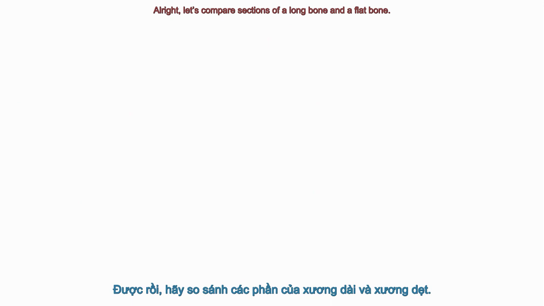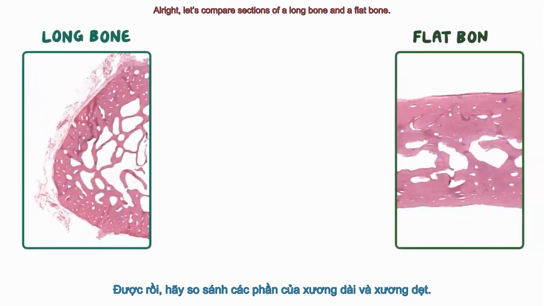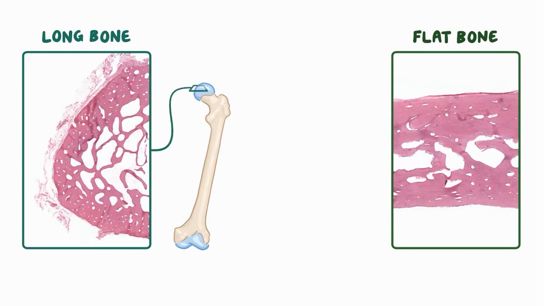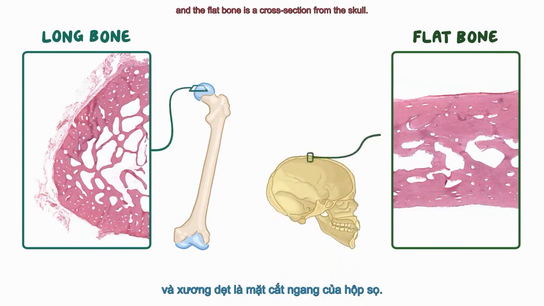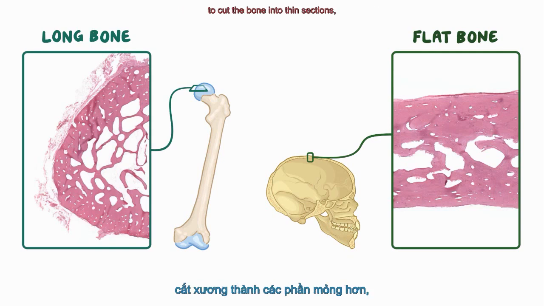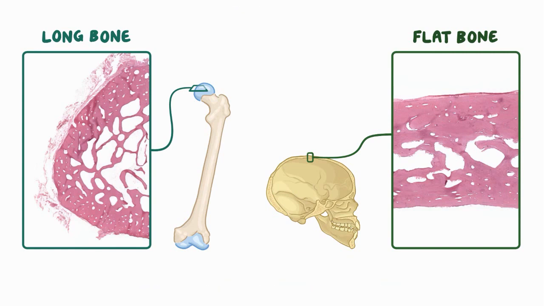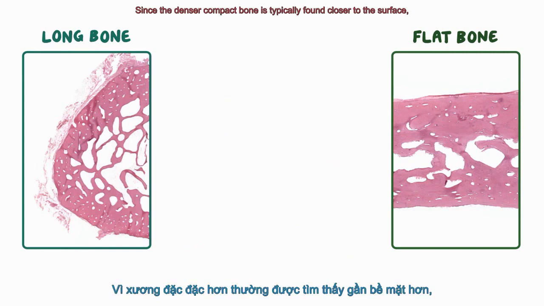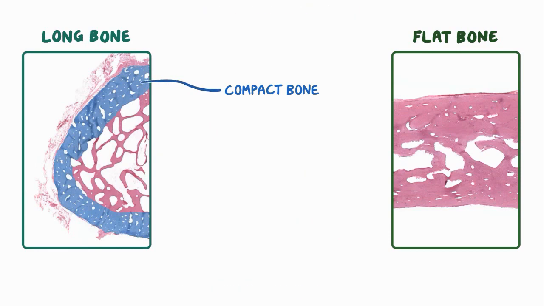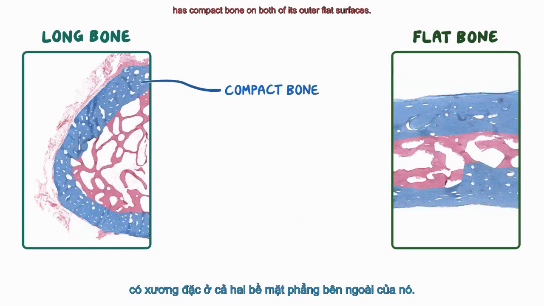Alright, let's compare sections of a long bone and a flat bone. This long bone is a partial cross-section of the head of a long bone, and the flat bone is a cross-section from the skull. Both sections have been decalcified in order to make it easier to cut the bone into thin sections, but the collagen is still present in the slides. Since the denser compact bone is typically found closer to the surface, it's seen in the long bone along the outer edge, whereas the flat bone has compact bone on both of its outer flat surfaces.